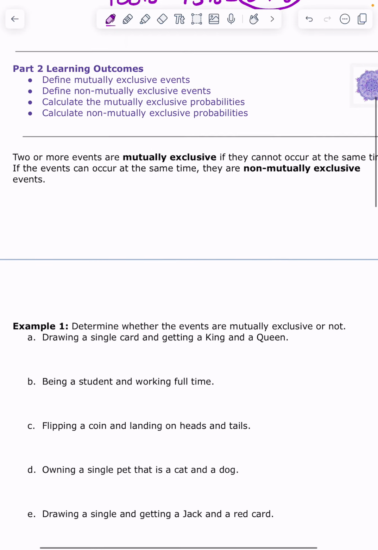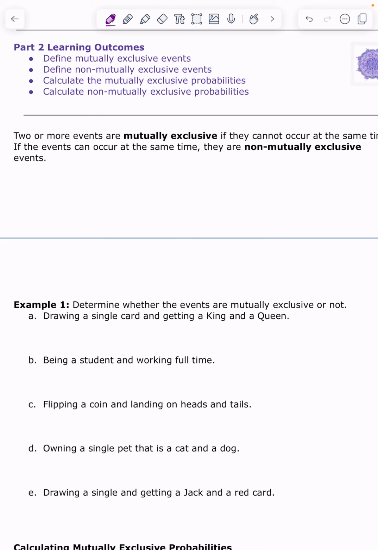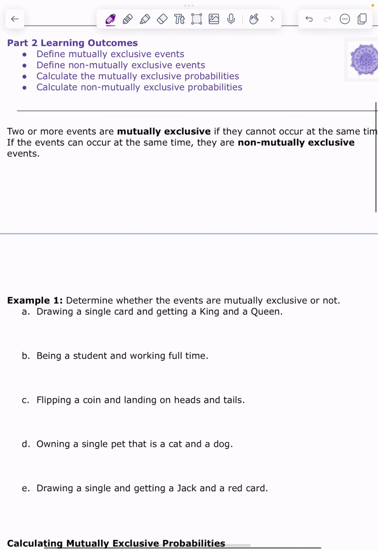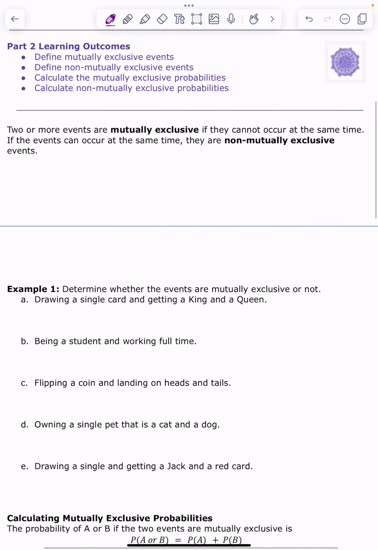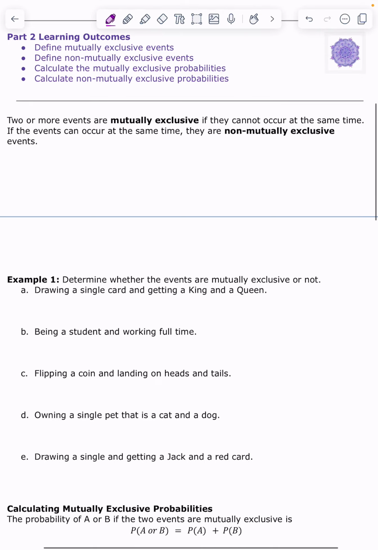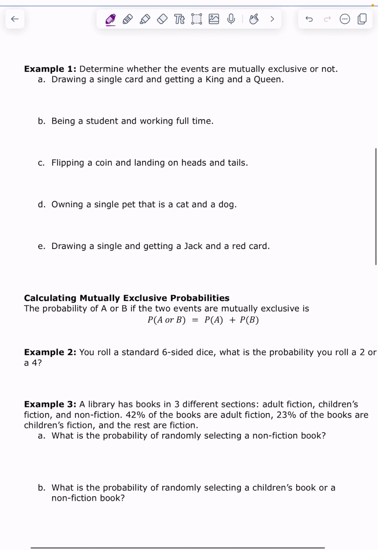Okay, part 2 is mutually exclusive events and calculating probabilities with those. So 2 or more events are mutually exclusive if they cannot occur at the same time. If the events can occur at the same time, they are not mutually exclusive. So for example 1, we just want to determine if they're mutually exclusive or not. So basically you ask yourself, can both things happen at the same time?